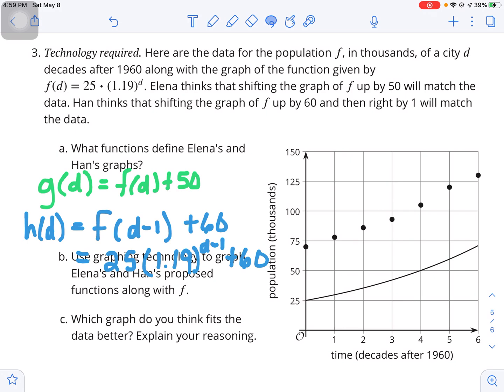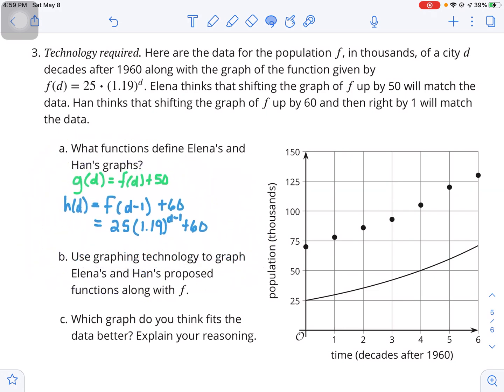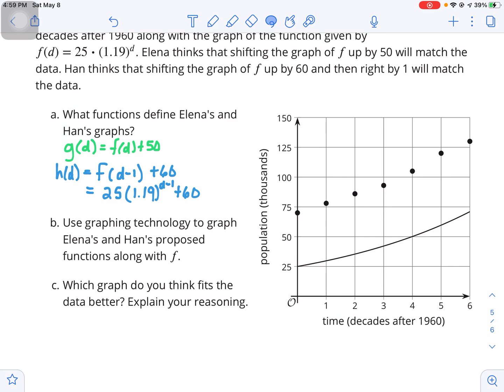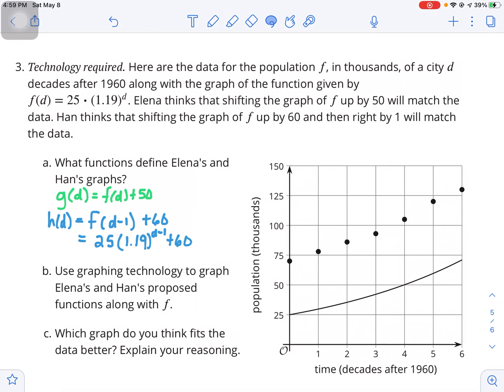So let me move this up, or shrink it down. And then use graphing technology to graph Elena's and Han's proposed functions along with f. And which graph do you think fits the data better? So we've got 25 times 1.19 to the d, and then we've got 25 times 1.19 to the d plus 50, that's Elena's, and then we've got 25 times 1.19 to the d minus 1, and then plus 60.